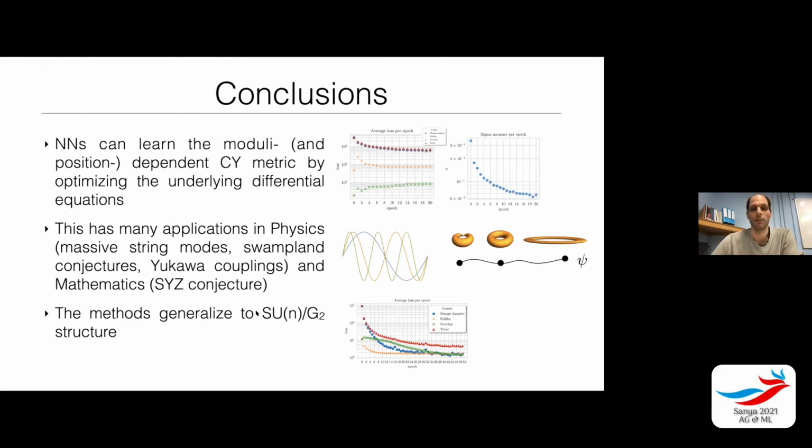And lastly, our ansatz generalizes to SU(N) or T2 structure manifolds. And I've given you a particular example here where we were able to show that this goes to a known good solution of the Hull-Strominger system.